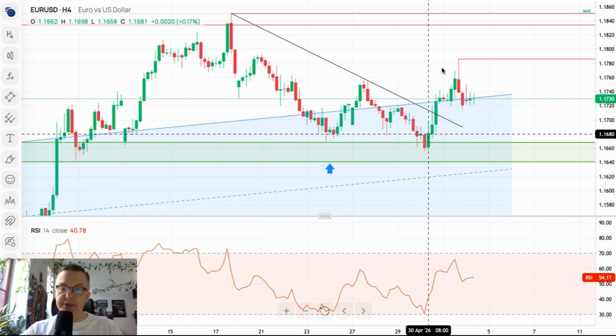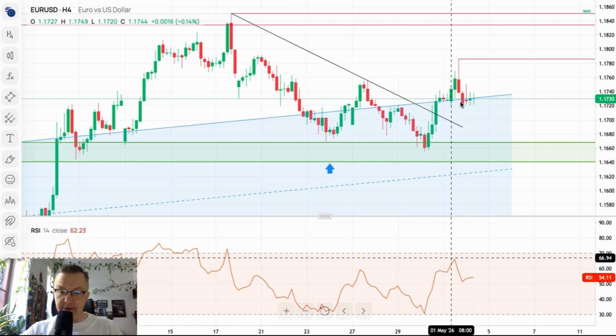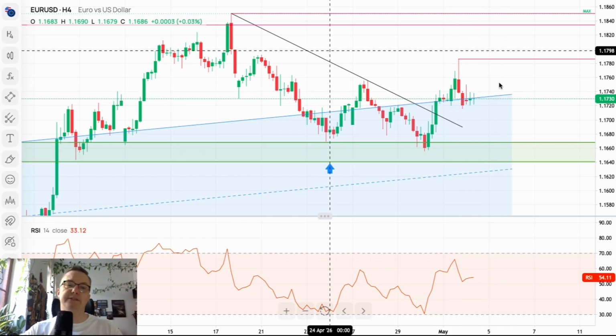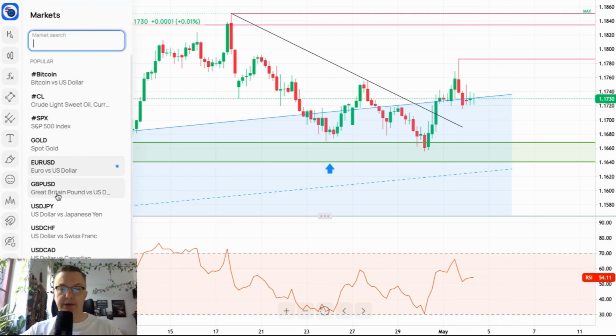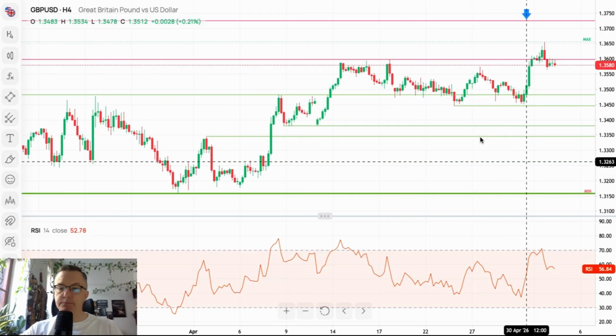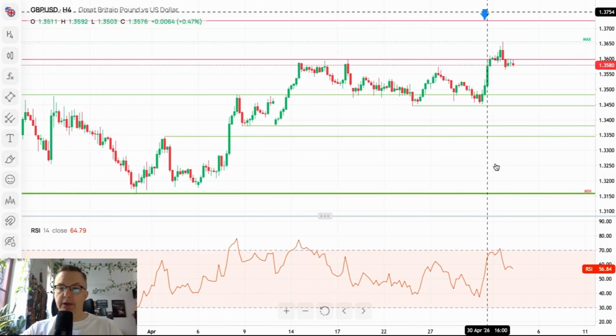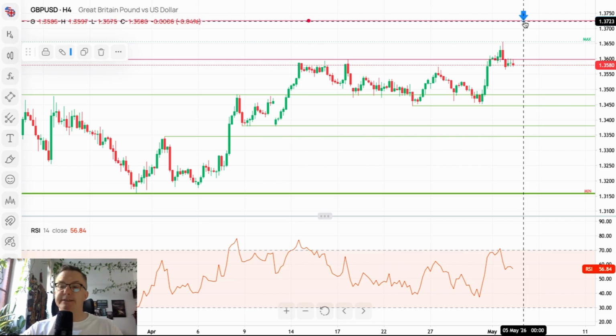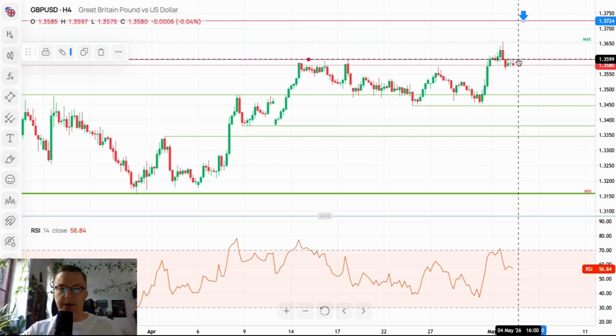So we got the first movement to the upside, a reversal from the level of 66 points. Now a little bit of consolidation. Let's see what the market will do at the beginning of May 2026. The target for the cable has not been hit just yet. 1.3723 is still the next level for the bulls.